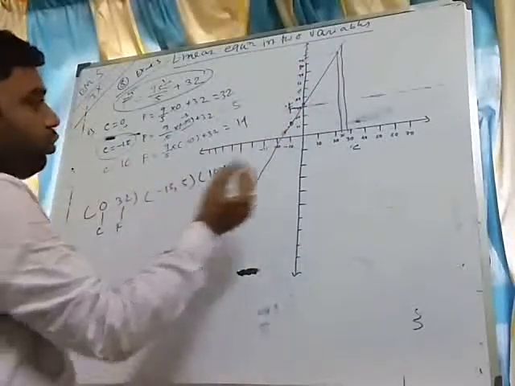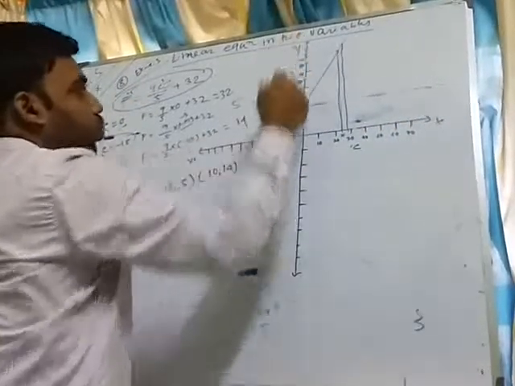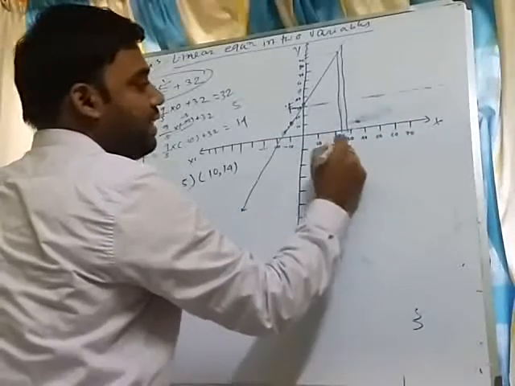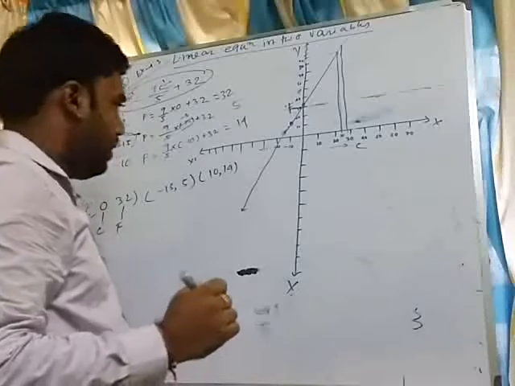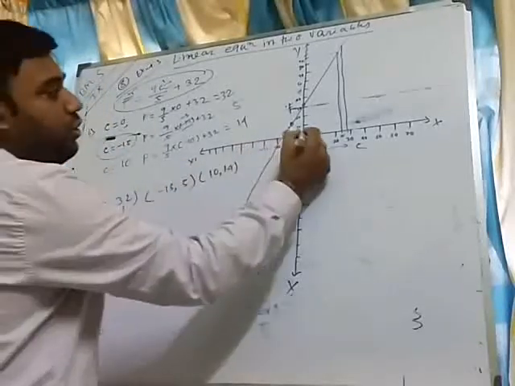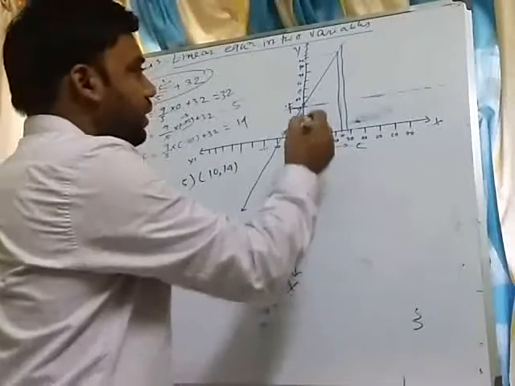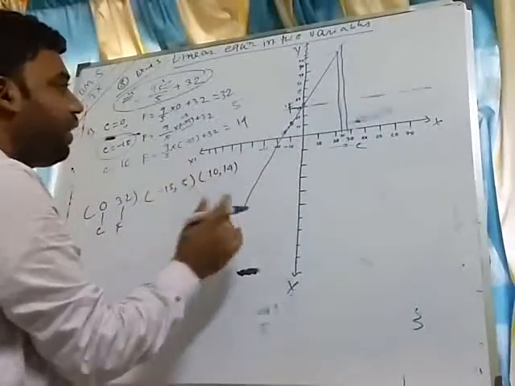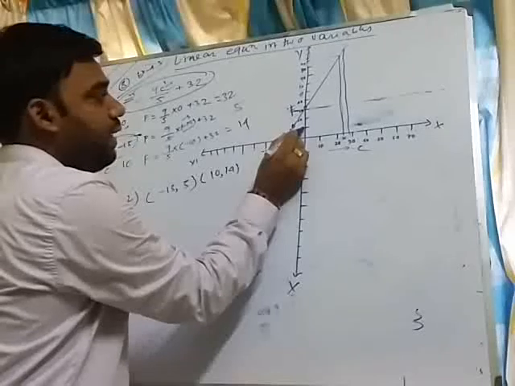So this is the x-axis and the y-axis. The x-axis is taken as the Celsius scale, and the y-axis is taken as the Fahrenheit scale. Now 0, 32 means C is 0 and F is 32. 32 means just crossing the 30, 31, 32. This is the point 0, 32. Next point, minus 15, 5. Minus 15 means this one, and 5.